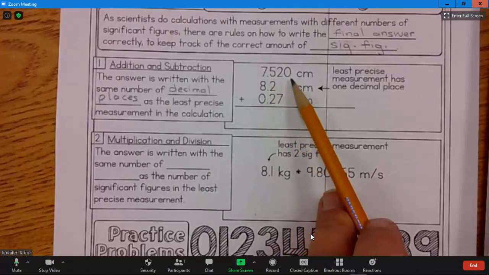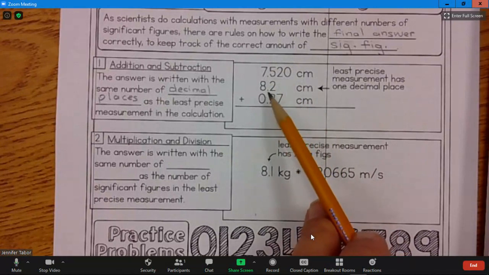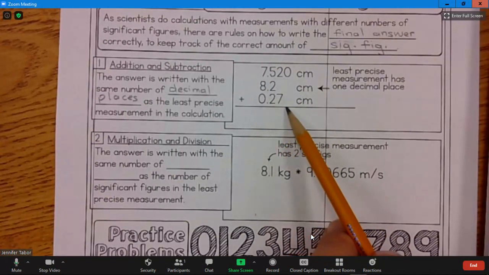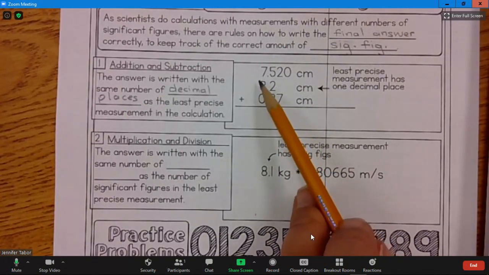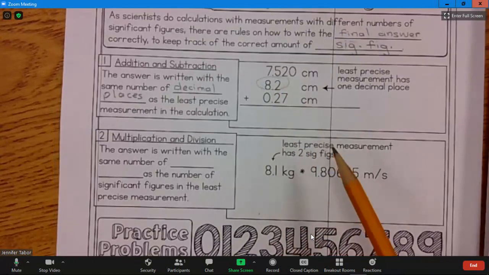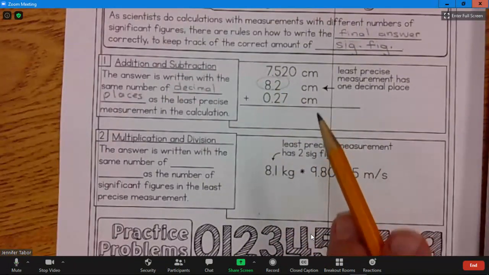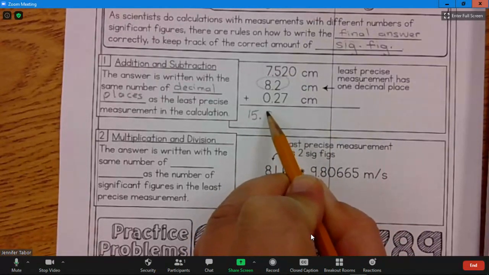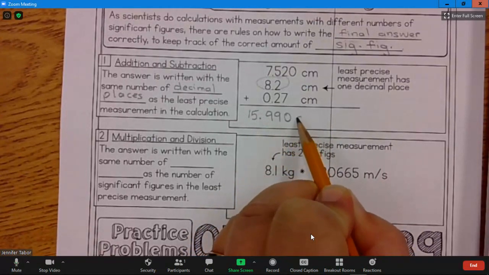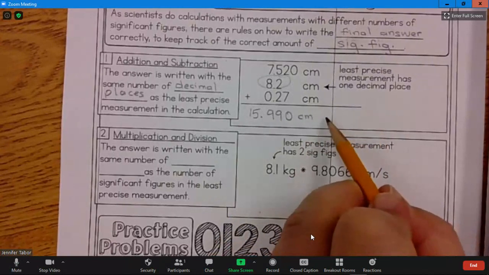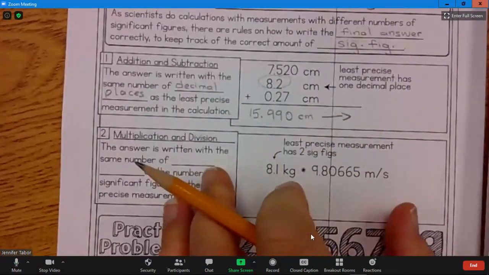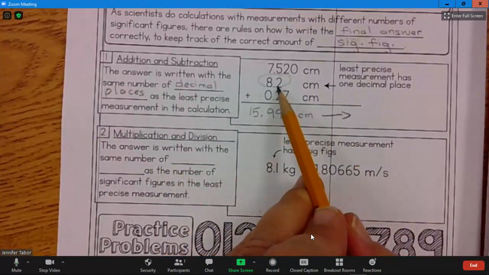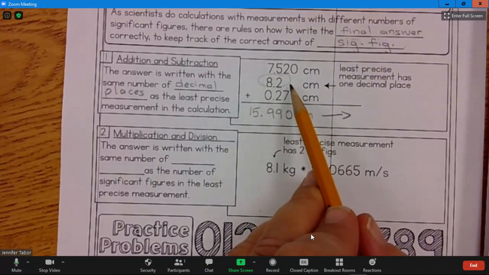So you see this number has 3 places past the decimal. This number has 1. This number has 2. So the one with the least amount of spaces past the decimal is that one. So when we do our addition, and we come up with 15.990 centimeters, in order to write that number with the correct number of significant figures, we can only have 1 place past the decimal, because that's what this number has.